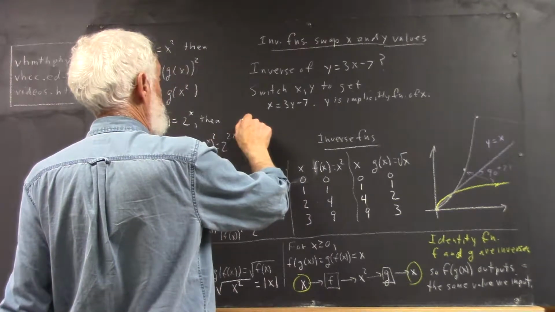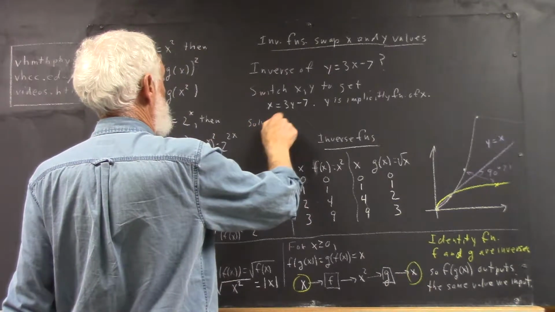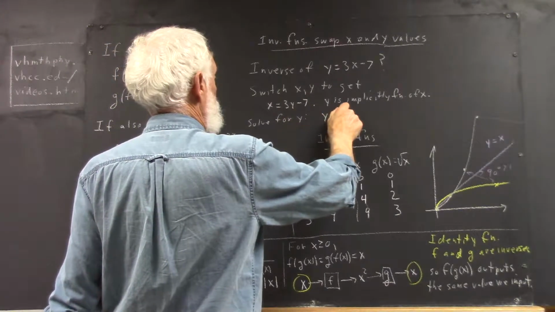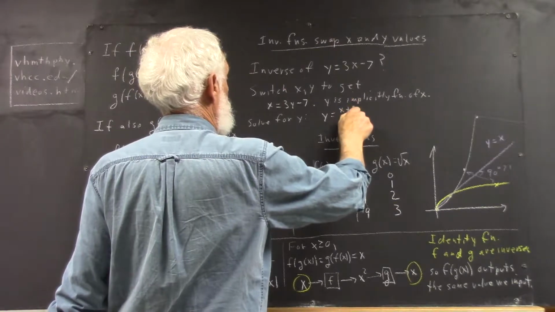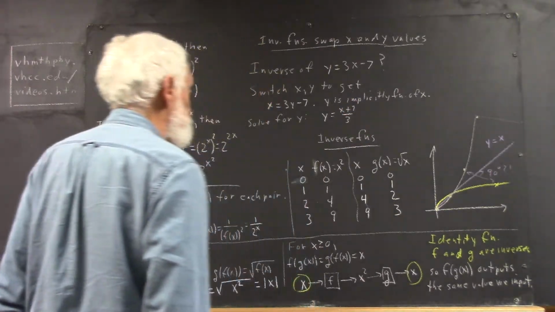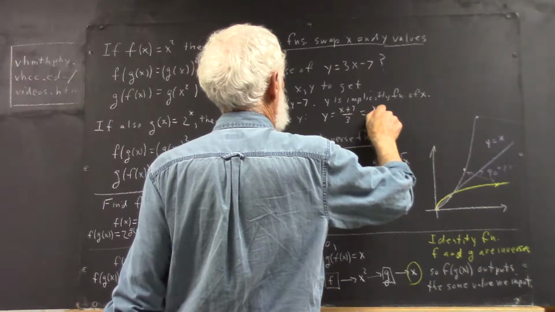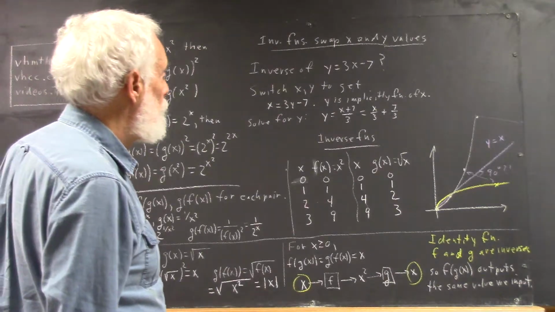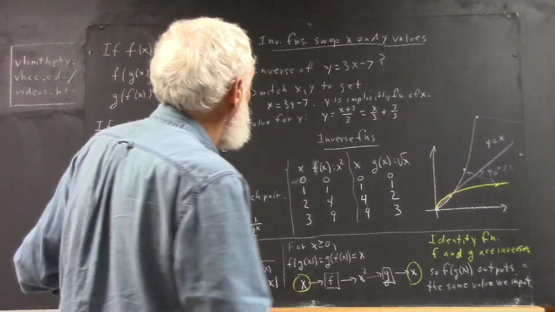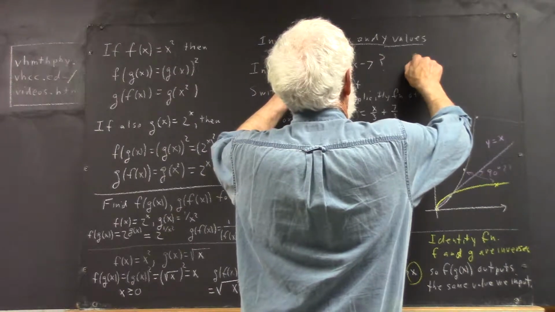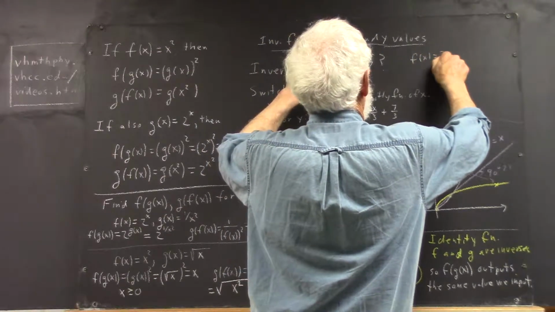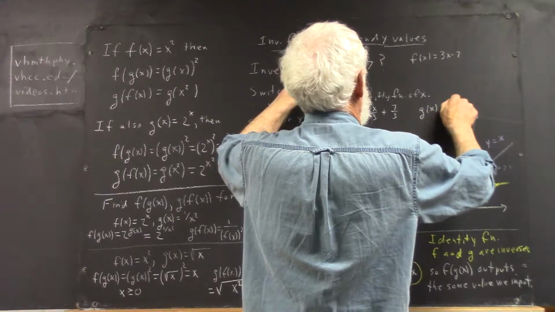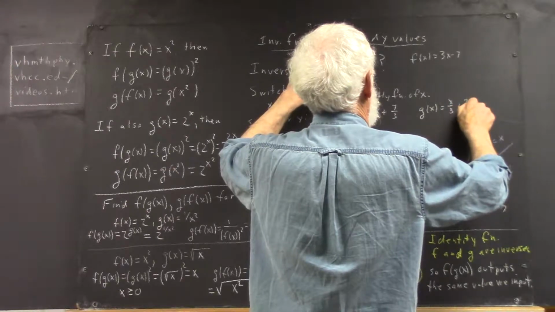Explicitly, we could solve for y, and we're going to get x plus 7 over 3. Or if we wish, x over 3 plus 7/3. Okay, so this function could be written as f of x equals 3x minus 7. This function could be written as g of x equals x over 3 plus 7/3.